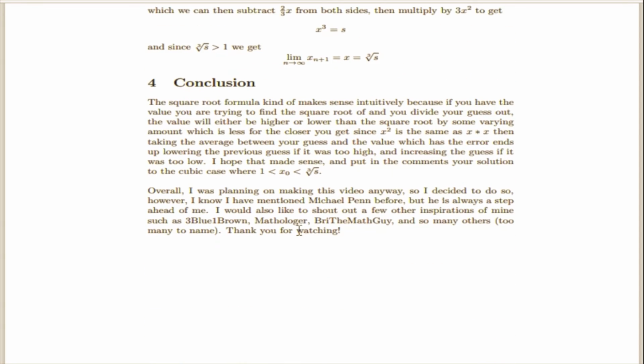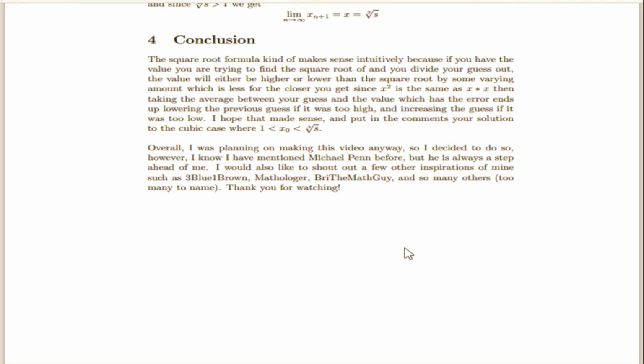Now, in conclusion, the square root formula kind of makes sense intuitively, because if you have the value you are trying to find the square root of, and you divide your guess out, the value will either be higher or lower than the square root by some varying amount, which is less the closer you get, since x squared is the same as x times x. Then taking the average between your guess and the value, the error ends up lowering the previous guess if it was too high, and increasing the guess if it was too low.